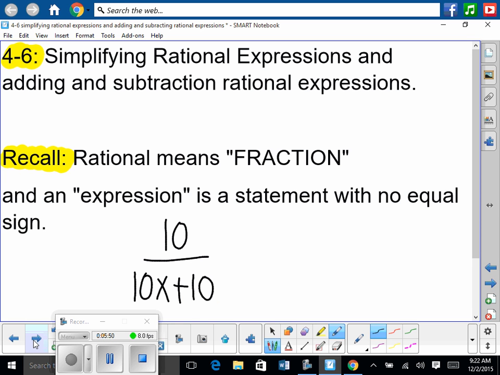We've seen rationals before. So recall that rational means fraction. If you ever see the word rational, you know it's dealing with fractions in one way or another. An expression is just a statement with no equal sign. So once again, a rational expression is a statement with no equal sign. If we had an equal sign, that's a rational equation, and we have learned how to solve those. This is just an expression. So right here, this is an example of a rational expression. It's a fraction, and it has no equal sign. It's just an expression. Is everybody okay with that? Yes. Okay, awesome.